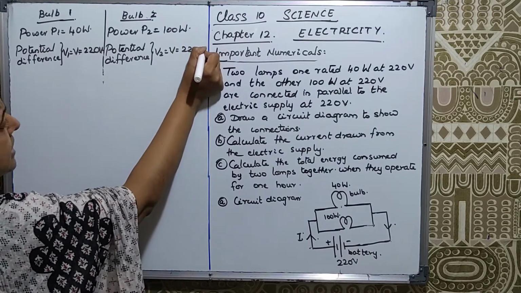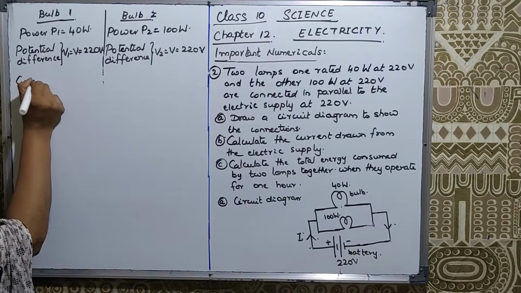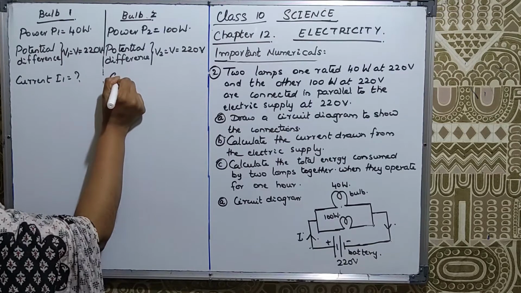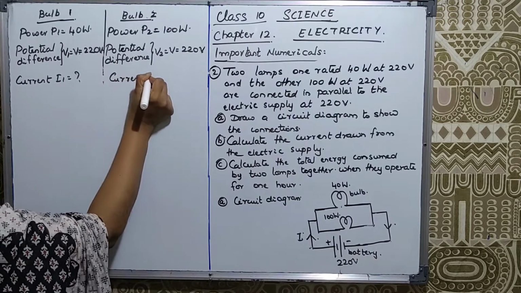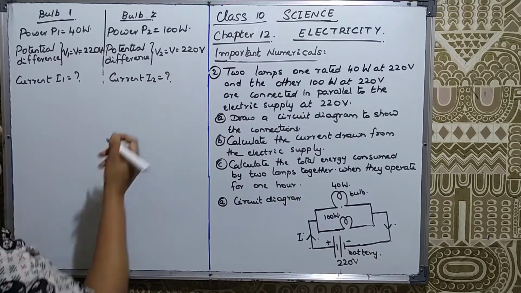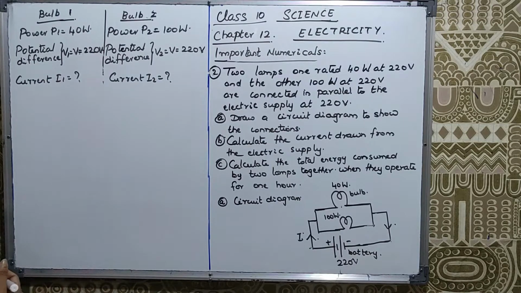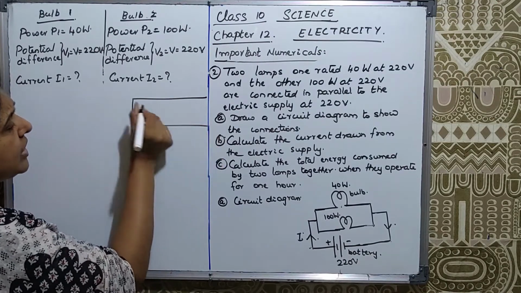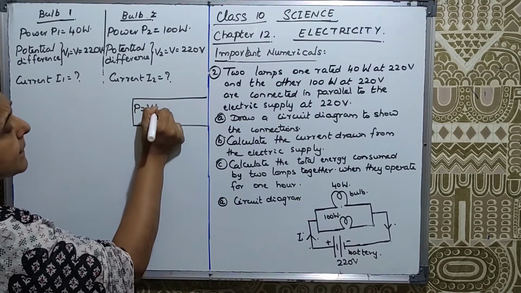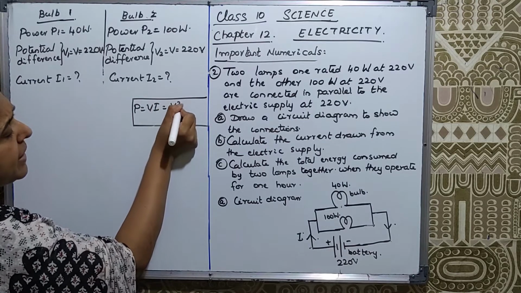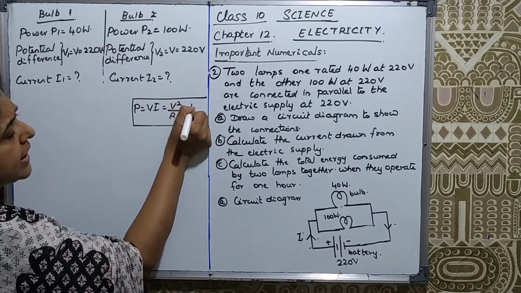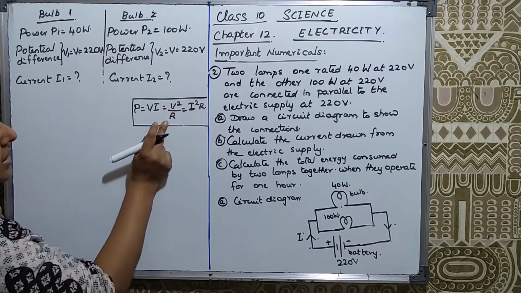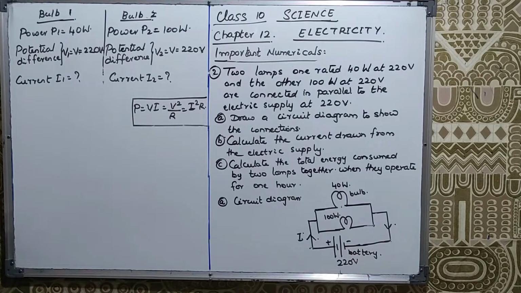Now you want to find out the current I1 and also the current I2. There are three formulas for power: P equals VI, P equals V squared by R, and P equals I squared R, where R is the resistance, V is the potential difference, and I is the current.